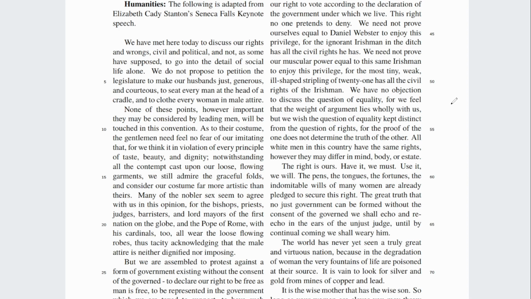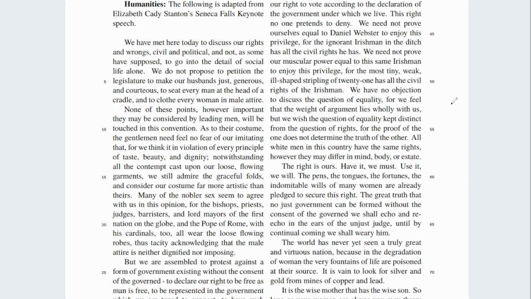We do not propose to petition the legislature to make our husbands just, generous, and courteous, to seat every man at the head of the cradle, and to clothe every woman in male attire. None of these points, however important they may be considered by leading men, will be touched in this convention. As to their costume, the gentlemen need feel no fear of our imitating that, for we think it in violation of every principle of taste, beauty, and dignity. Notwithstanding all the contempt cast upon our loose flowing garments, we still admire the graceful folds and consider our costume far more artistic than theirs.